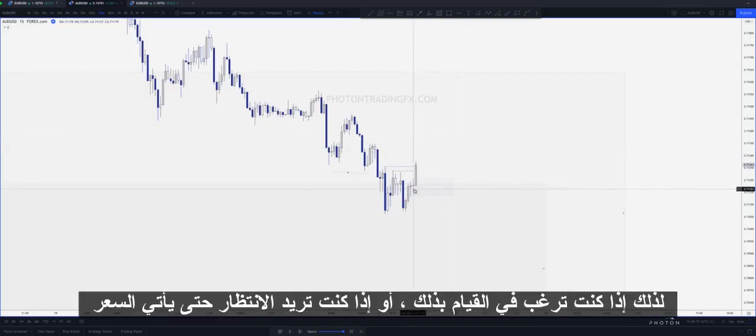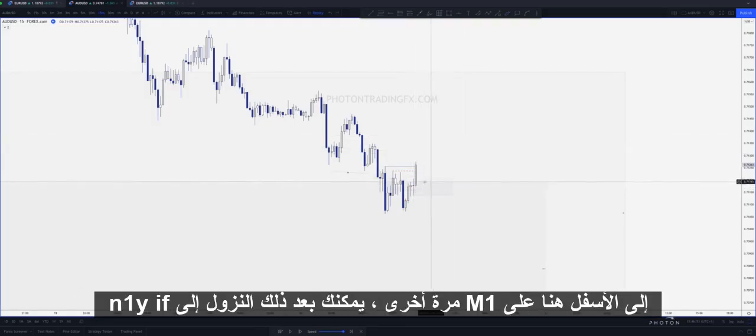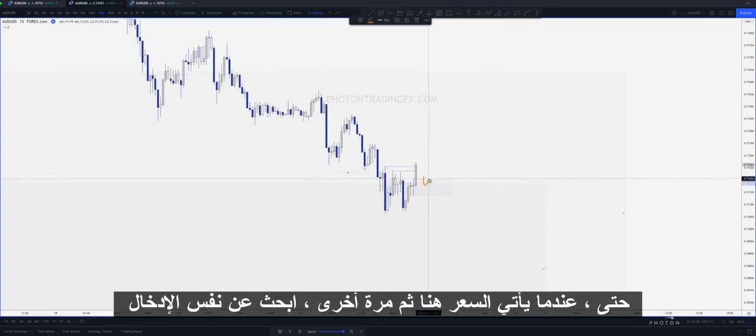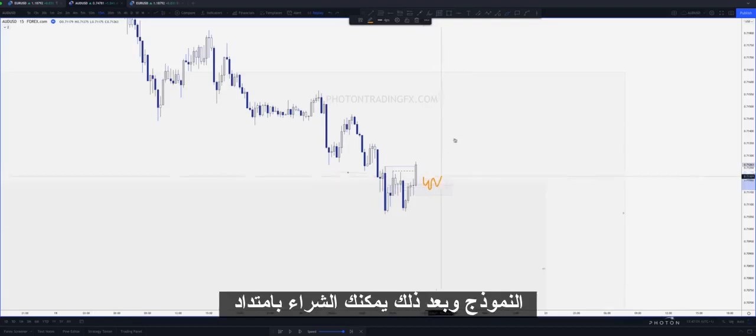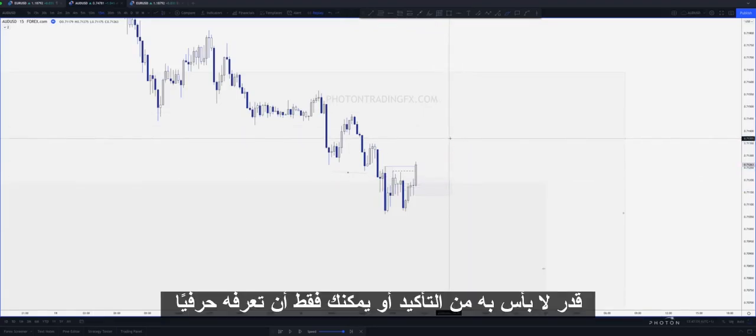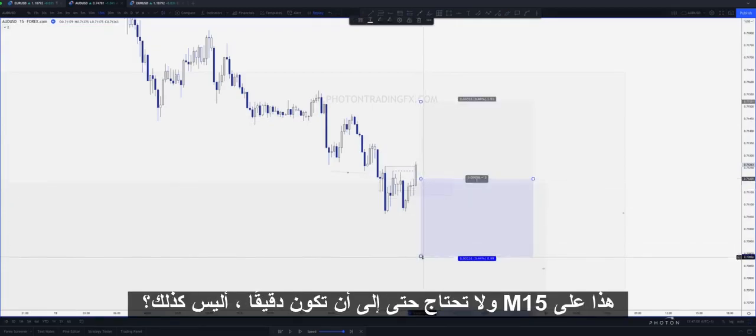So if you wanted to wait for price to come down into here on the M1 again, you could then drop down to the M1, right? If and when price comes in here, look for the same entry model again, and then you could buy with a fair amount of confirmation. Or you can just take this on the M15, and you don't even need to be that refined, right?